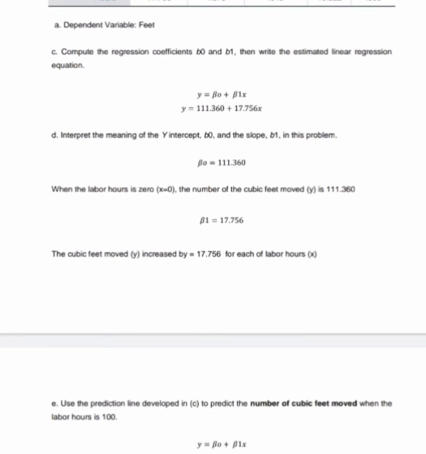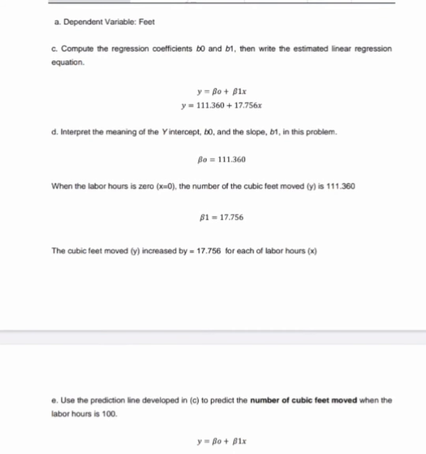For question D, interpret the meaning of the y-intercept beta naught and the slope beta 1 in this problem. Beta naught is equal to 111.360. When the labor hour is 0, which is x equals 0, the number of cubic feet moved, which is y, is 111.360. When beta 1 is 17.756, the cubic feet moved, which is y, increases by 17.756 for each labor hour, which is x.